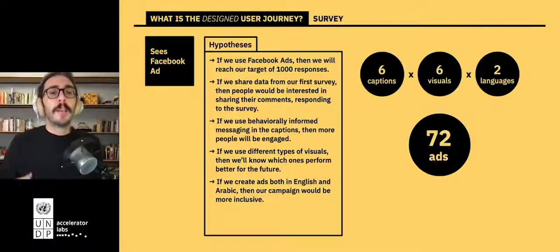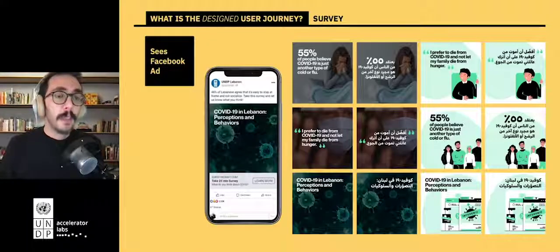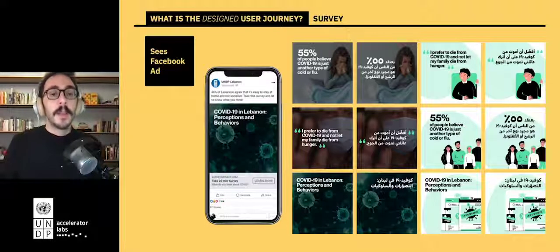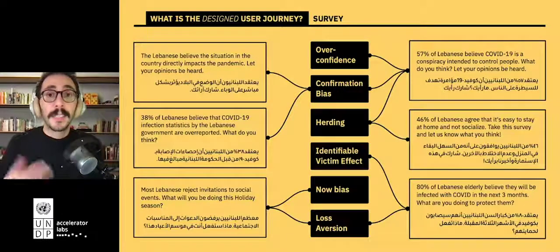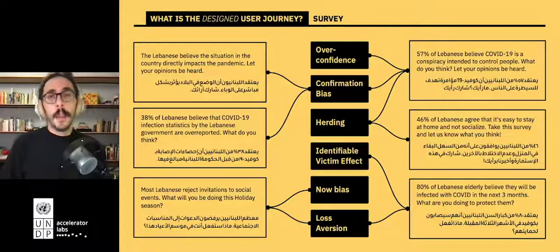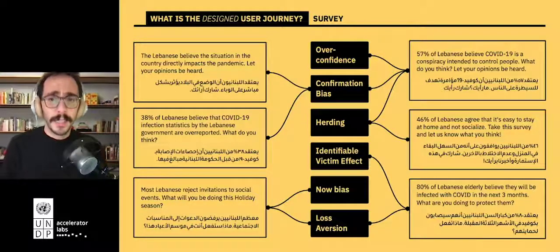Based on this, we developed 6 captions, 6 visuals, and 2 languages for a total of 72 ads that look pretty much like this. The one on the left is just a simulation, and the images on the right are the different images in both English and Arabic that we've developed. All of these images were paired up with 6 different messages that had data from the first phase of our research project. All of the numbers that we've used are actual data that is linked to our phase 1. And we injected behaviorally informed messaging into them.